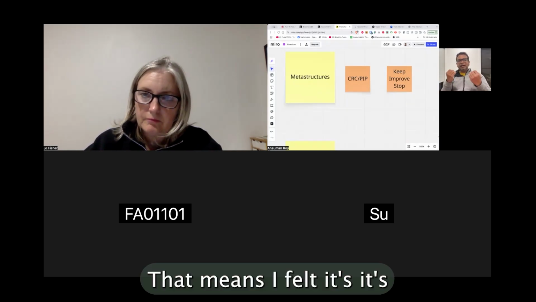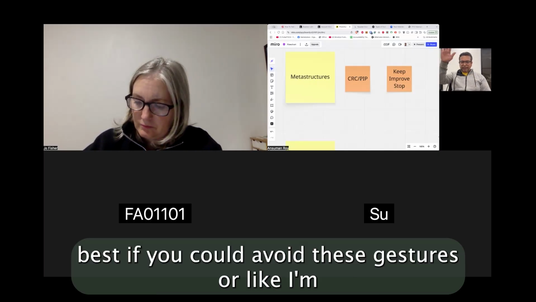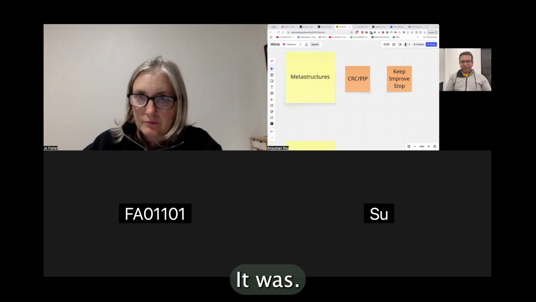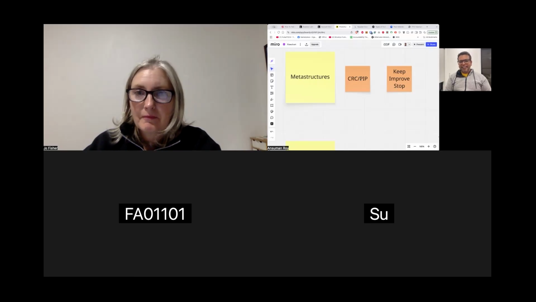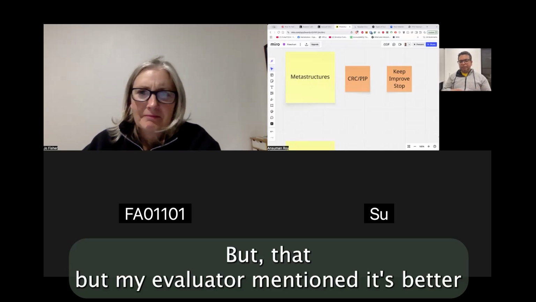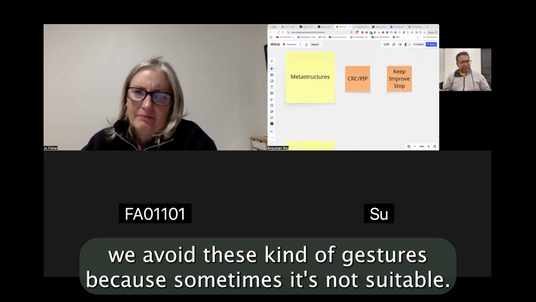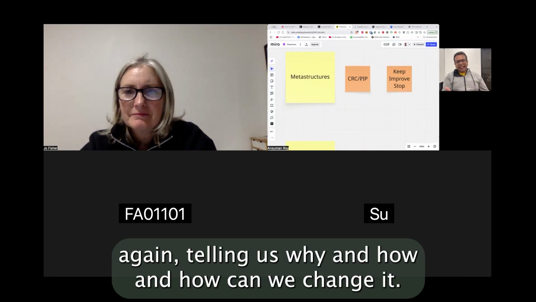That means I felt it's best if we could avoid these gestures. For example, in one of my speeches by mistake I used the Nazi salute. We had Jewish people and people got offended. It was purely by accident, but my evaluator mentioned it's better we avoid these kinds of gestures because sometimes it's not suitable. It might show us in a different light. Also, again, telling us why and how we can change it.